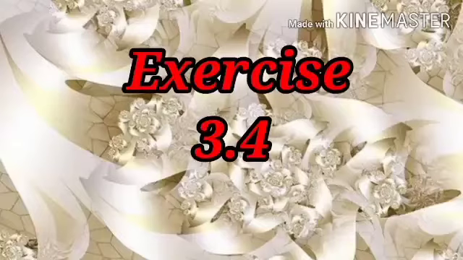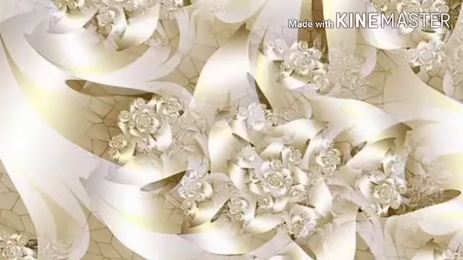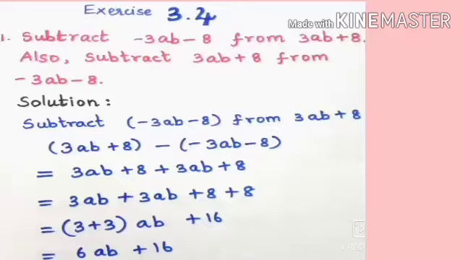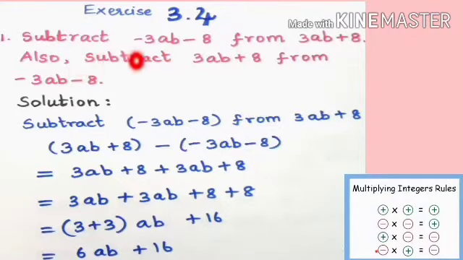Now let us see exercise 3.4, miscellaneous practice problem. Subtract minus 3ab minus 8 from 3ab plus 8. Also subtract 3ab plus 8 from minus 3ab minus 8. Students, the first problem is subtract minus 3ab minus 8 from 3ab plus 8. Also subtract 3ab plus 8 from minus 3ab minus 8. So in this problem we are doing two subtractions by using the given algebraic expressions. So it is very simple.